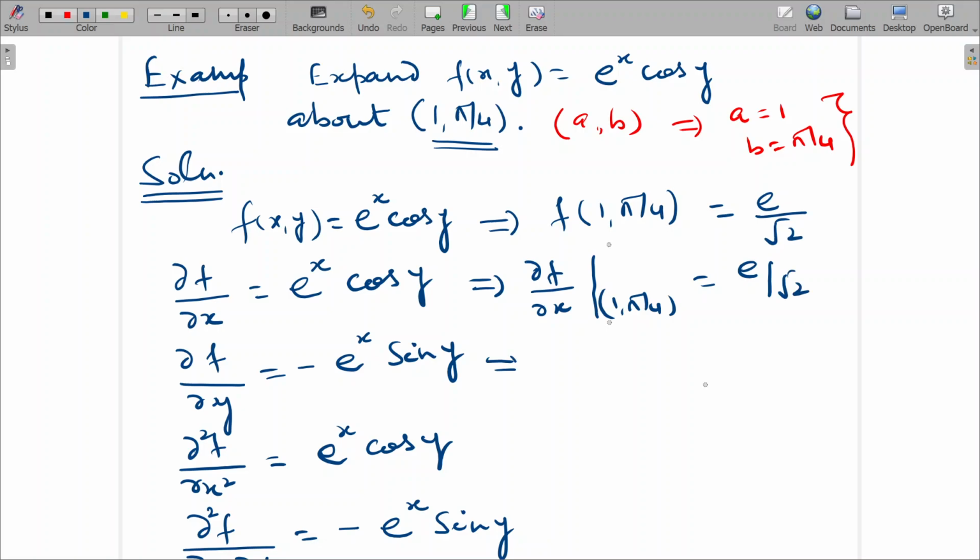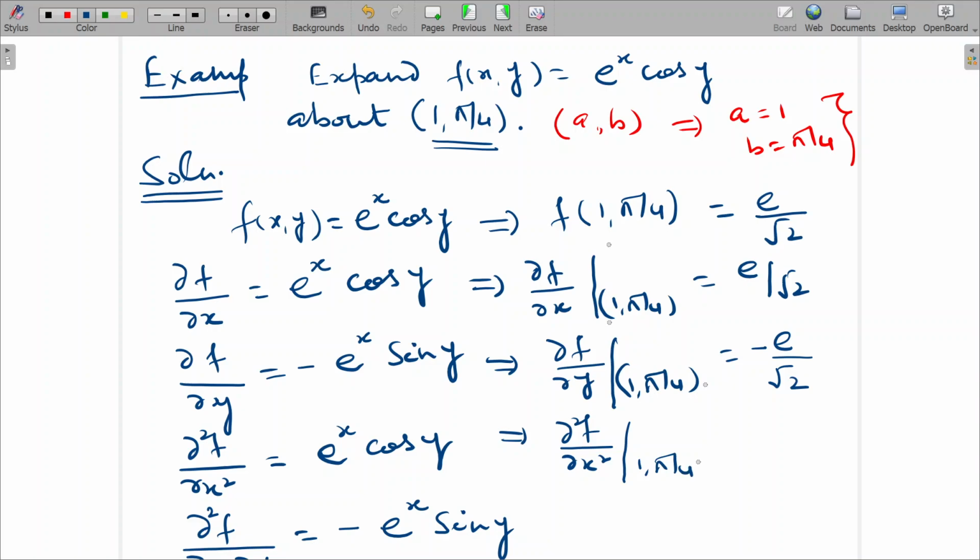Now next we will find del f over del y at (1, pi by 4), and from here we will obtain the value of del f over del y as minus e over root 2. Next we will find the second order derivatives.